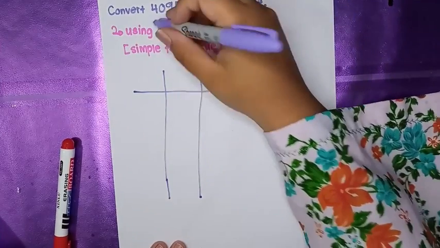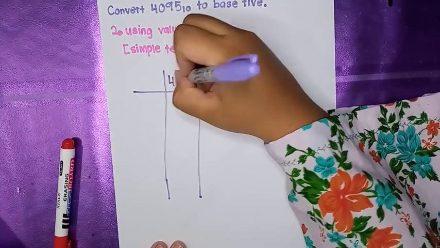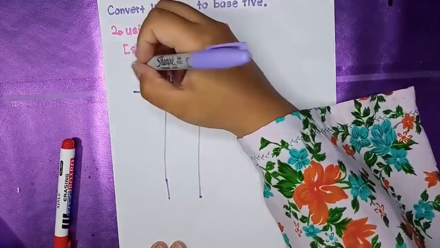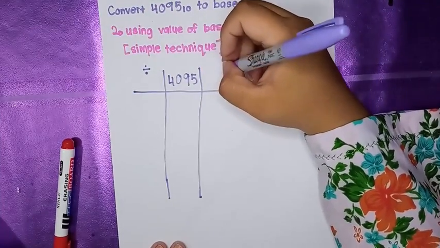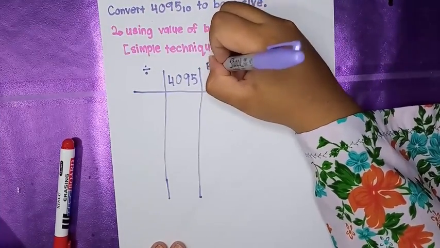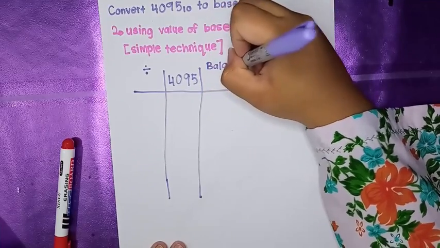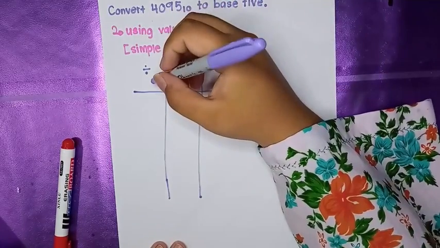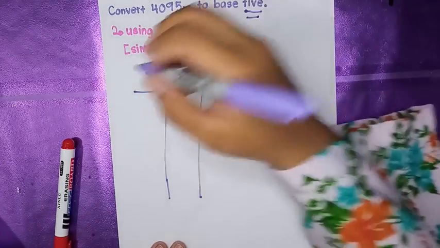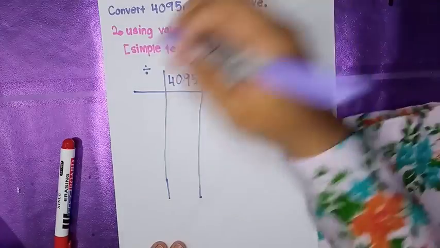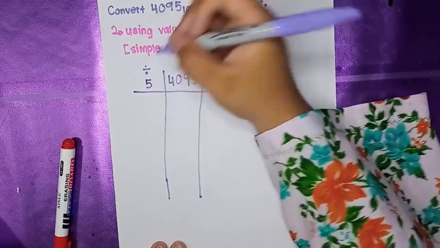Here we're gonna put the number 4095. At the left one is division. At the right is balance. Okay, here what is the number that we're dividing with? We divide by 5, because we want to convert this to base 5.